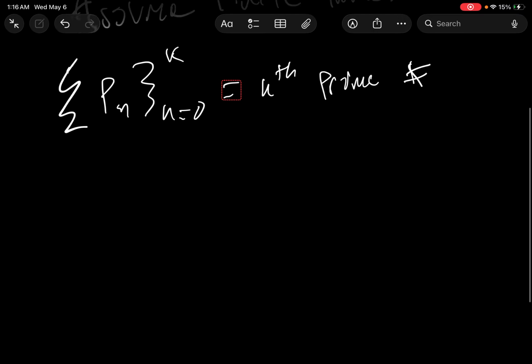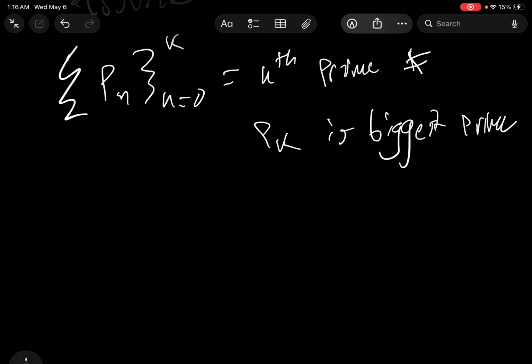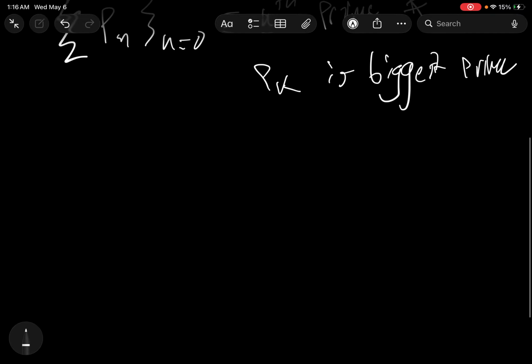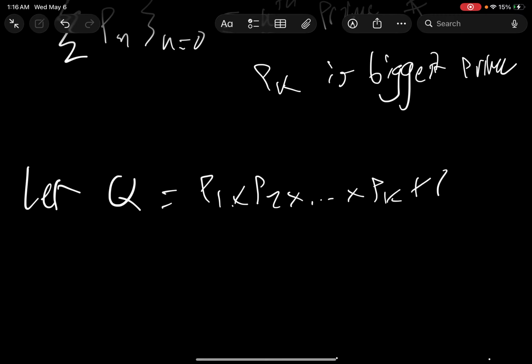So this means the biggest prime number we can define as p_k. We won't define it, but it is the biggest prime. And then we're going to define this number q, which is just multiplying together all the prime numbers up to p_k, and then we're going to add 1.